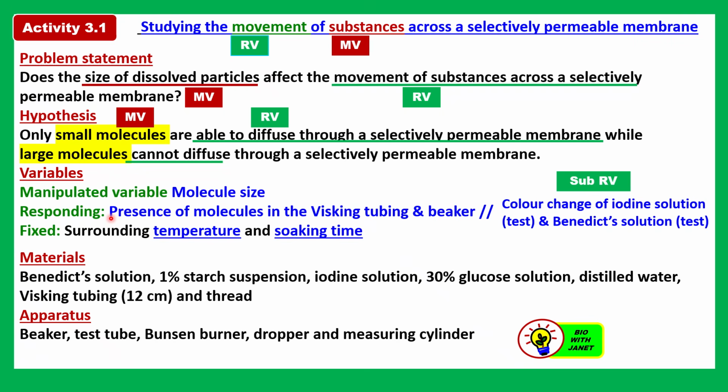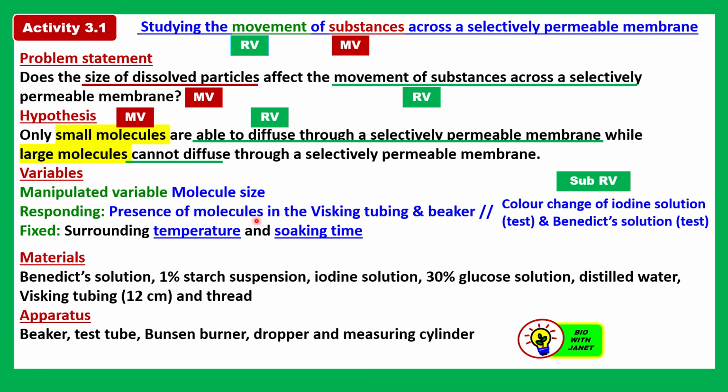Now, responding variable, there are a few responding variables. Some are sub. The main one is the ability of the molecule to diffuse through the selectively permeable membrane. But in the experiment that you're doing, you want to find out whether the molecules can move through the Visking tubing into the beaker. Then you have to test for the presence of these molecules in the Visking tubing, and especially in the beaker, after 30 minutes or 15 minutes. So that becomes your sub-RV.